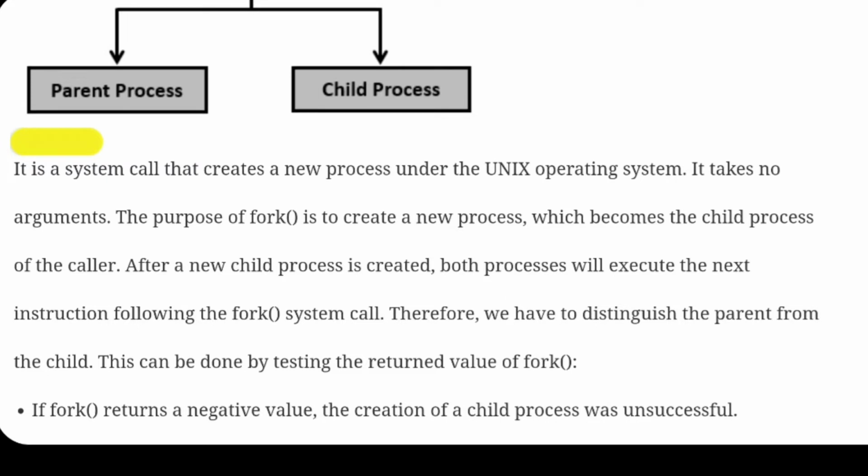It is a system call that creates a new process under the Linux or Unix operating system. It takes no arguments. The purpose of fork is to create a new process, which becomes the child process of the caller. After a child process is created, both processes will execute the next instruction following the fork system call. Therefore, we have to distinguish the parent from the child. This can be done by testing the returned value of the fork function.